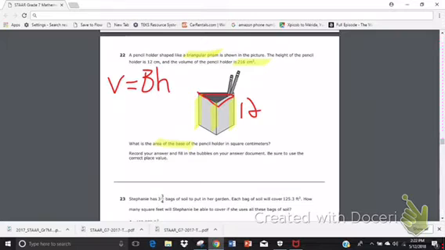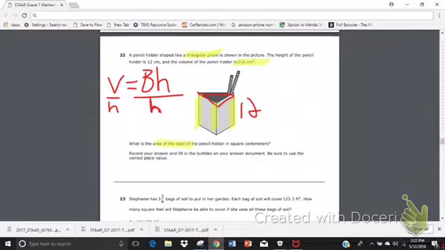What information are they giving us here? They gave us the volume and they've given us the height. So we need to rearrange this formula to solve for the area of the base. How can I isolate the area of my base? Well, by doing inverse operations. What's the opposite of multiplying the area of my base times my height? Dividing by my height. What I do to one side, I do to the other side.